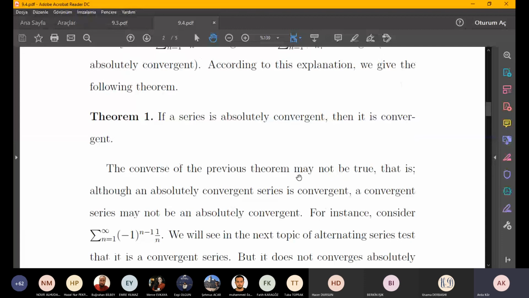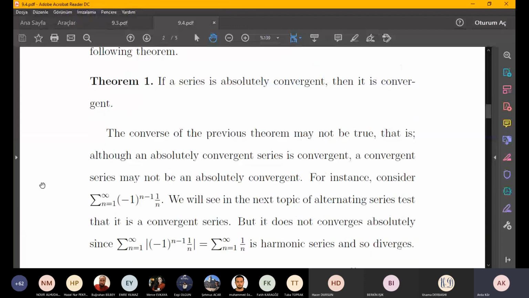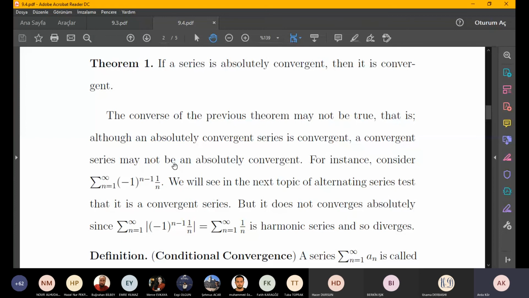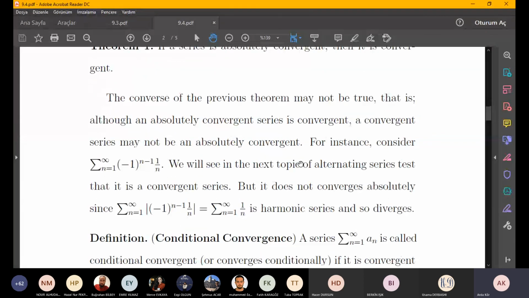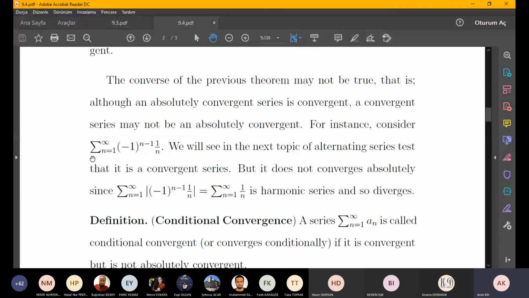But the converse does not hold, so that means convergence does not give absolute convergence. A convergent series may not be an absolutely convergent series. There is a counterexample for this, an example showing why the converse of the theorem doesn't hold.